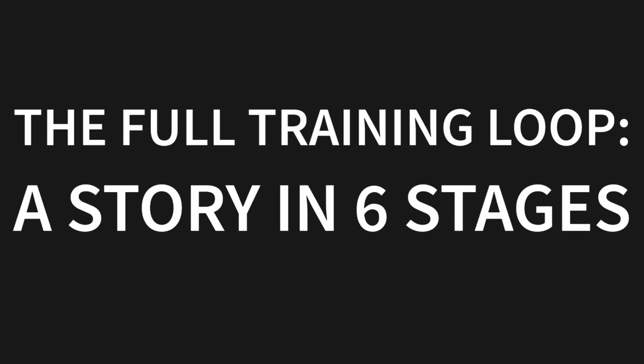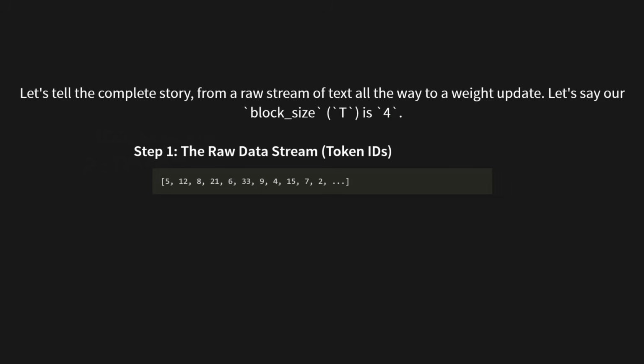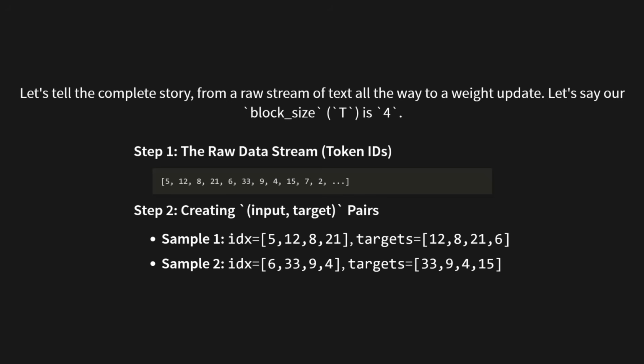Let's put it all together. The full training loop, a story in 6 stages. We're going to tell the complete story from a raw stream of text all the way to a weight update. Let's say our block size, or T, is 4. Step 1. The raw data stream. Imagine our training data is just one long river of token IDs, something like 5, 12, 8, 21, 6, 33, 9, 4, 15, 7, 2, and so on.